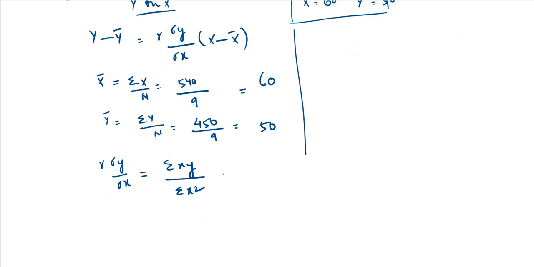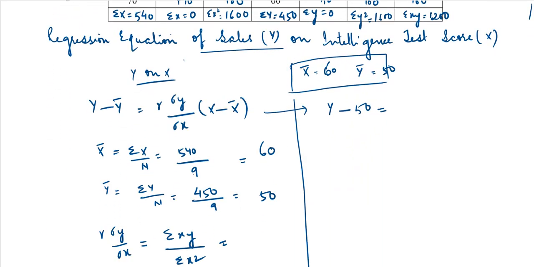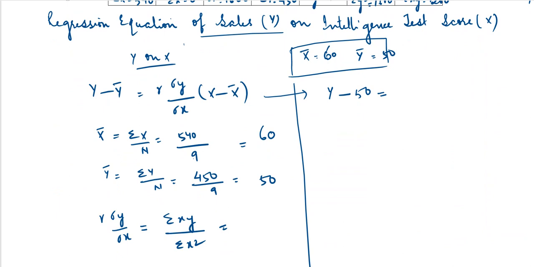You see, मैं यहाँ पे कर देती हूँ. y minus y bar. Y minus y bar is कितना? What is the value of y bar? Y bar is your 50 is equal to, ये value आपको निकालना है. Summation of xy कितना आया था आपका? देखिए, चेक करिए. xy is 1200. 1200 divided by 1600, which is equal to 0.75. So you have to write down here 0.75 x minus 60.